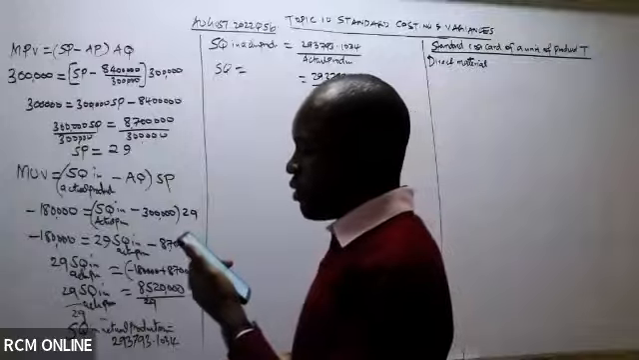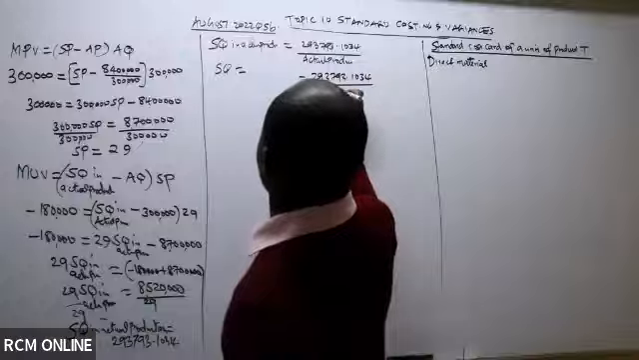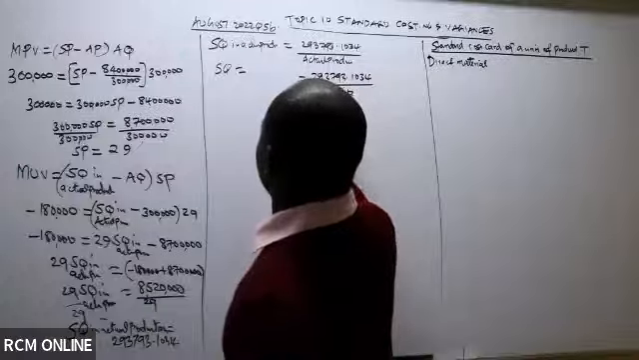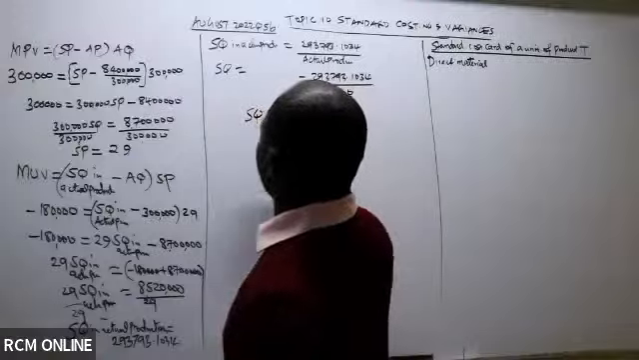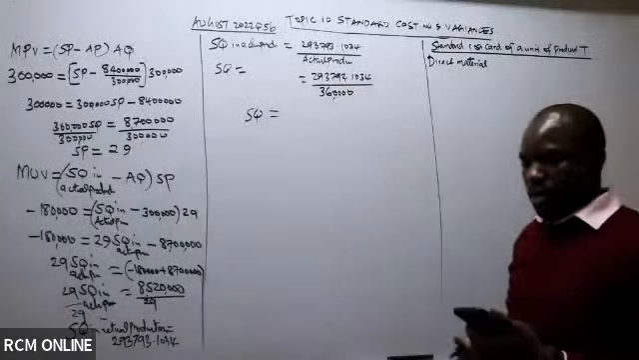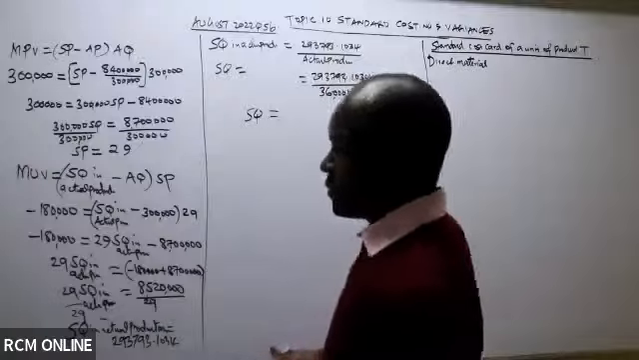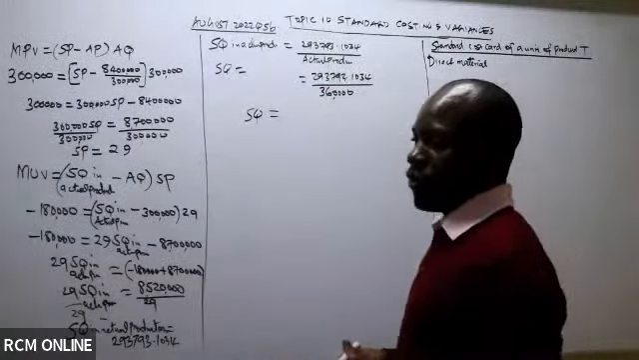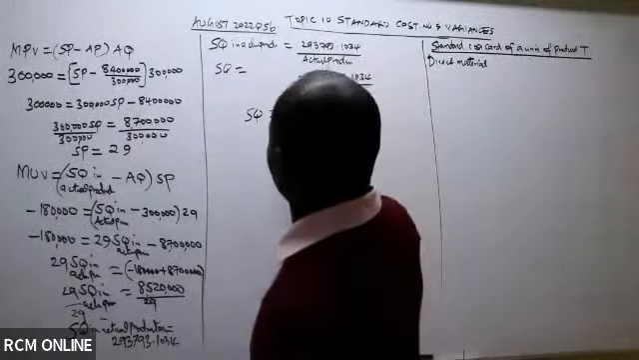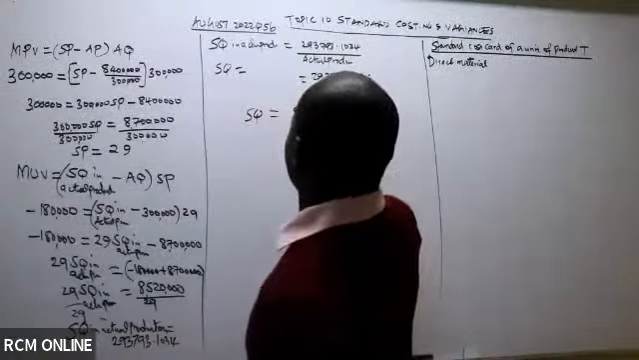Actual production of the finished product, 36,000. Good. Give me your answer, rounded off to 2 decimal places. So how many kgs do we have? Round off your answer to 2 decimal places. 8.16 what? Kgs.